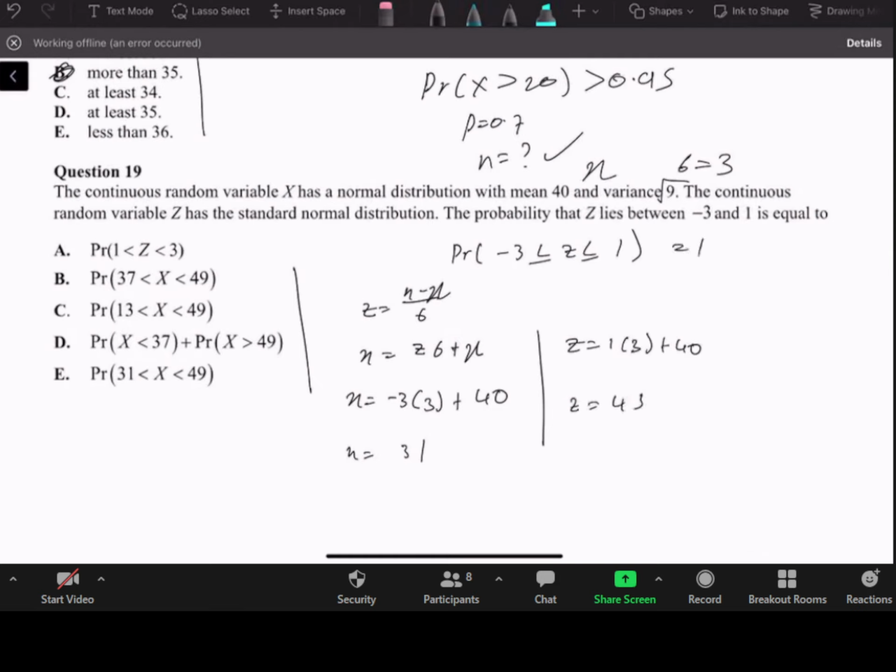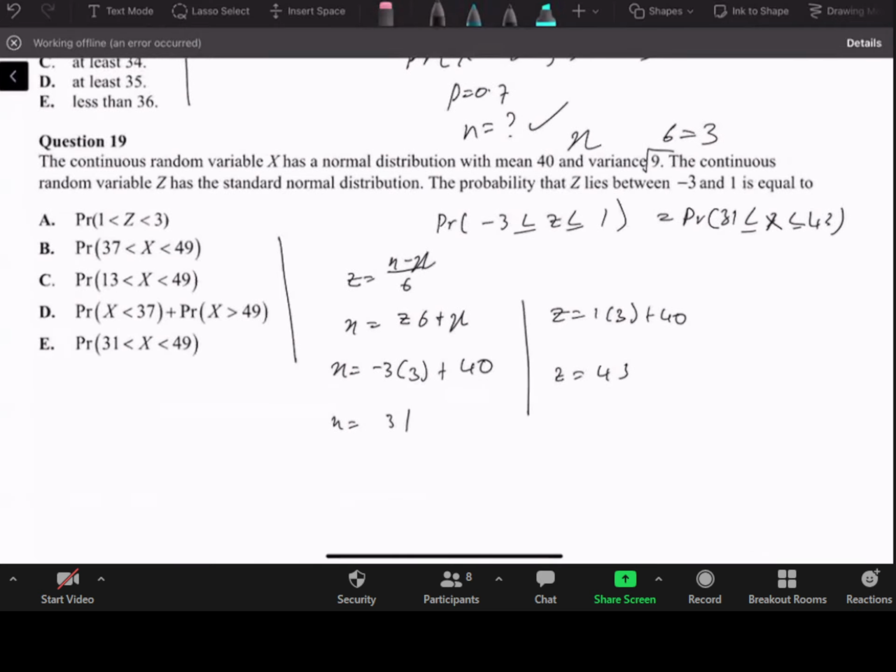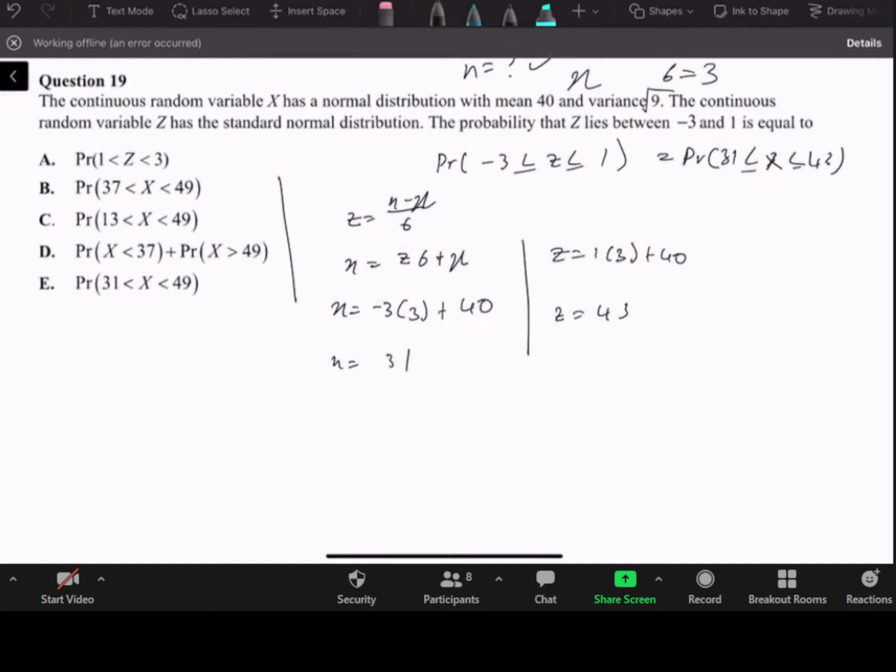So that means this is equal to the probability that x is between 31 and 43. But as you can see, that's not an option. So if this happens, don't panic. It just means that there's probably a trick, or you have the answer but not in the right form, or something like that. And the thing with this question is that it's a standard normal distribution, so there's always some sort of symmetry.